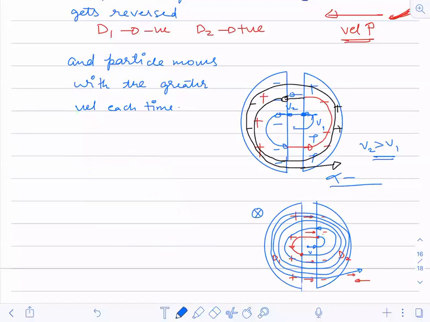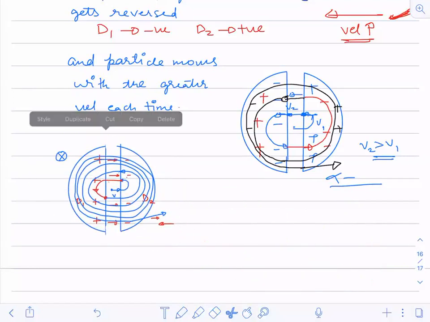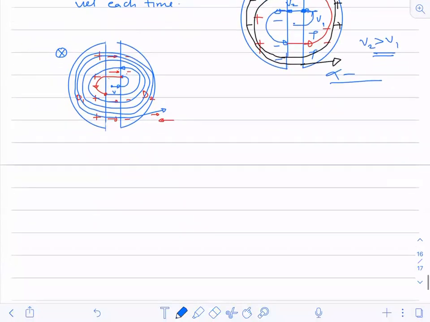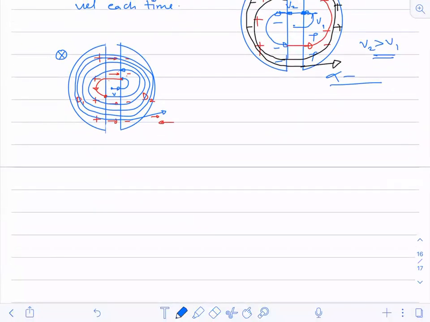Okay. So when all these things are done, at the end what will happen? You have to eject the particle. Okay, you will eject the particle. Now the main thing is at what point it will get ejected out.